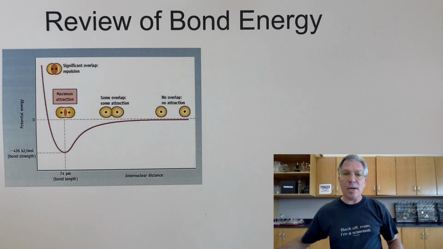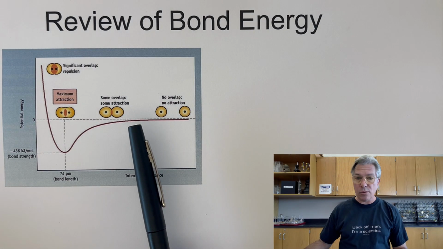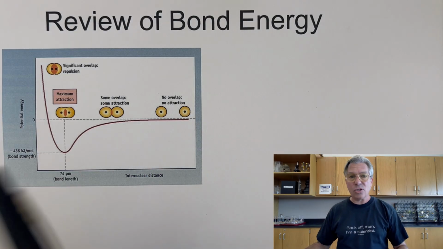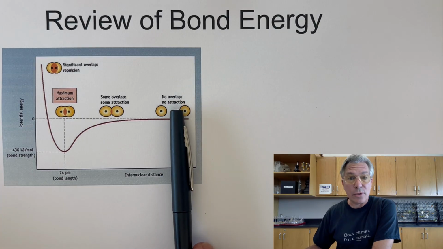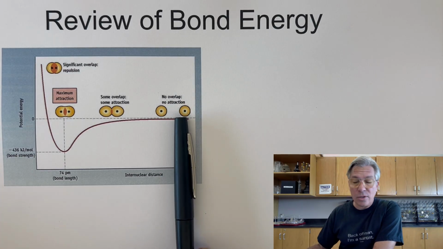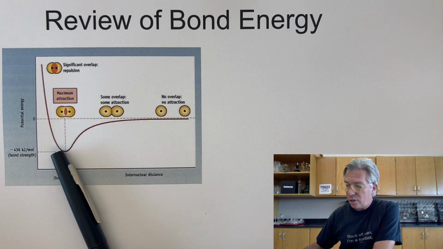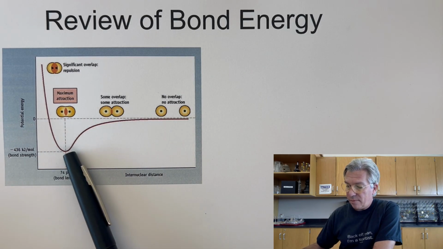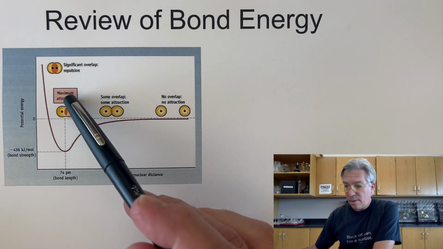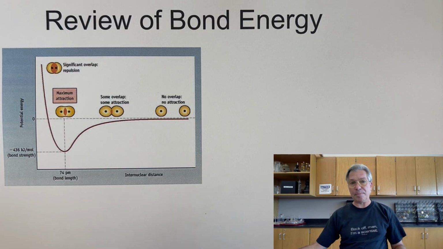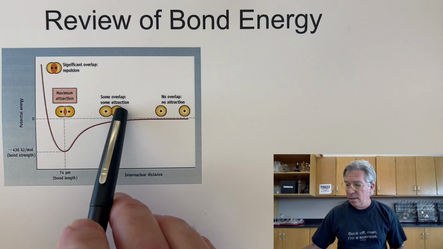So let's review the bond energy kind of deal. Remember that when two atoms come together to form a chemical bond, they actually move to a lower energy place. This situation out here is kind of stressful and high energy. They haven't found each other yet, but they're moving toward each other, and as they do, they settle into a lower energy state that has a very specific bond length and a very specific bond strength, the bond energy, the energy that's given off.